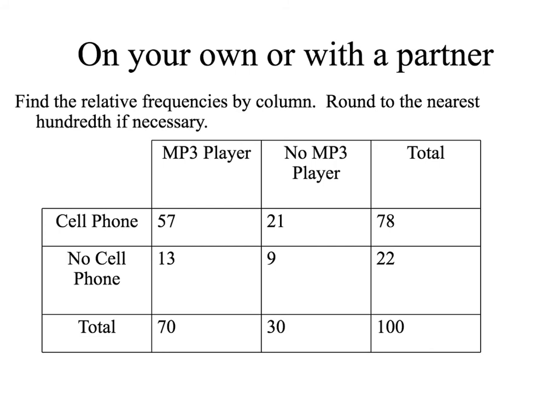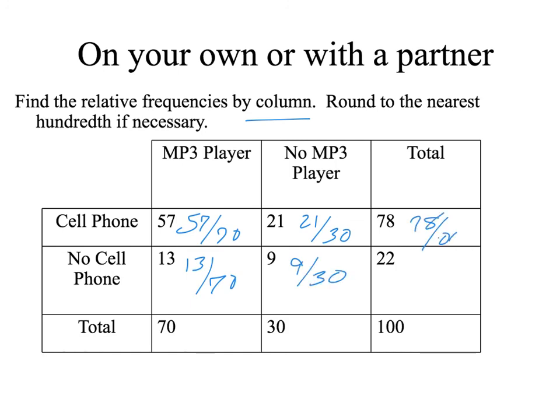So try this one on your own. So it asks us to go by column. So I just wrote the wrong number. So that's going to be 57 over 70, 13 over 70, 21 over 30, 9 over 30, 78 over 100, 22 over 100. I'm going to do the easy ones first. This is going to become 0.22 and 0.78.